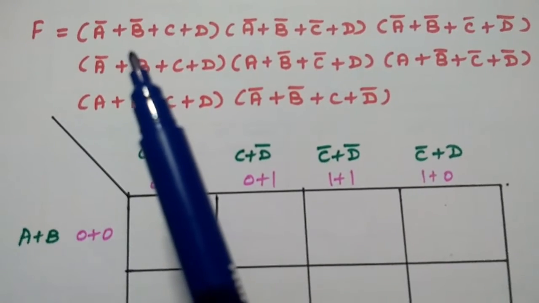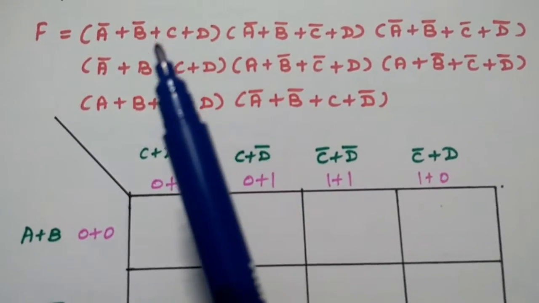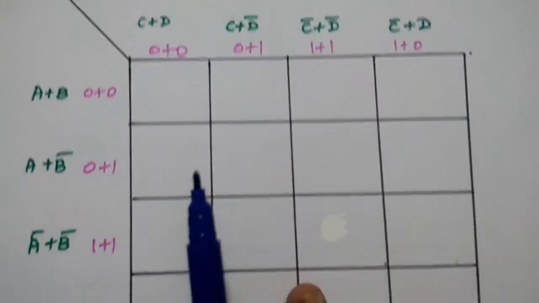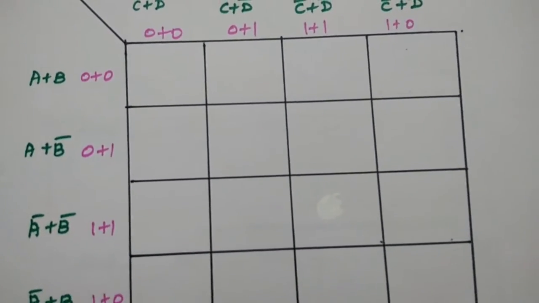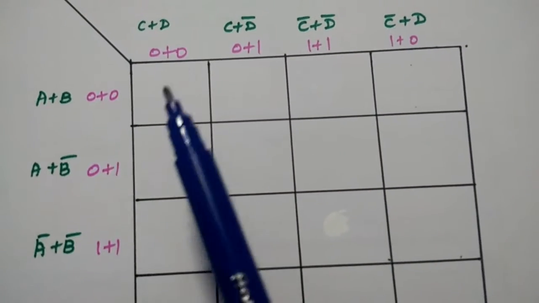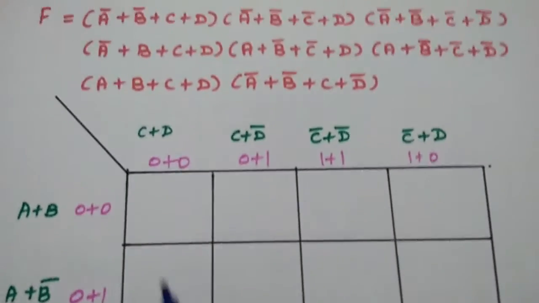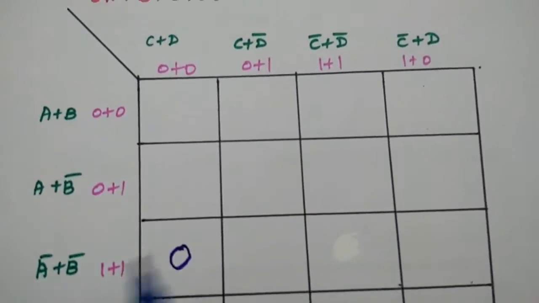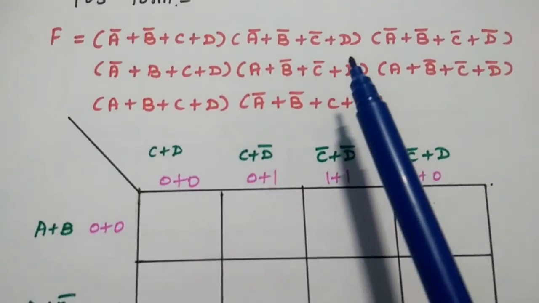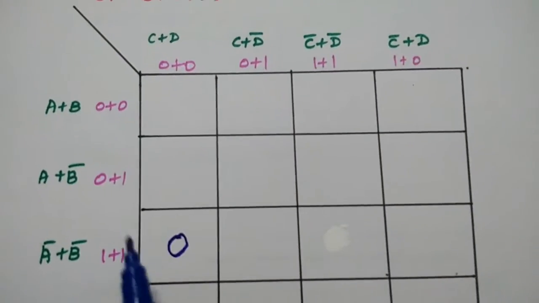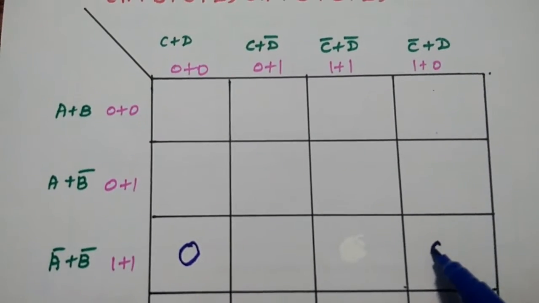So here the first max term is what? A bar plus B bar plus C plus D. So that is the first max term. So we are going to place its value in that respective cell. So A bar plus B bar means it is third row, plus C plus D means first column. So first we have to put 0 here. And what is the next term? A bar plus B bar plus C bar plus D. Here A bar plus B bar means third row. C bar D means fourth column. So we have to place 0 here.